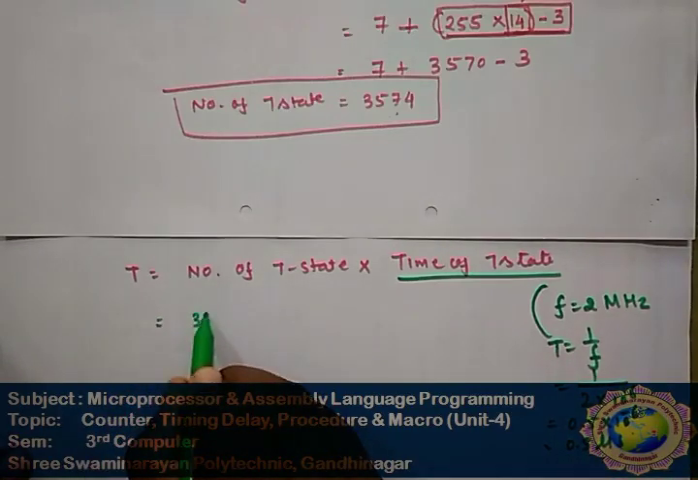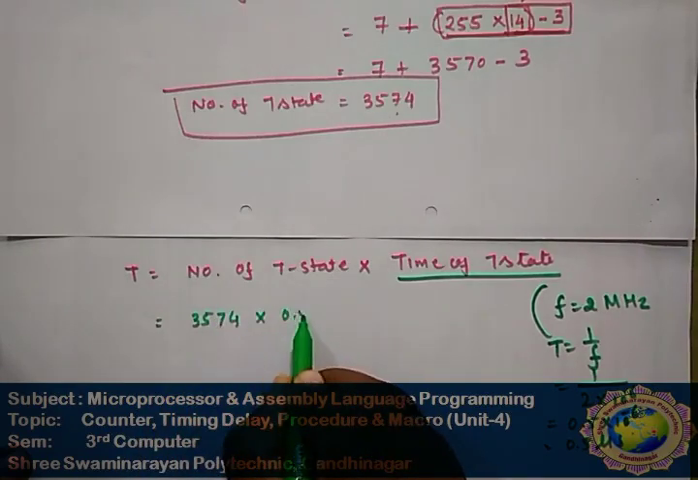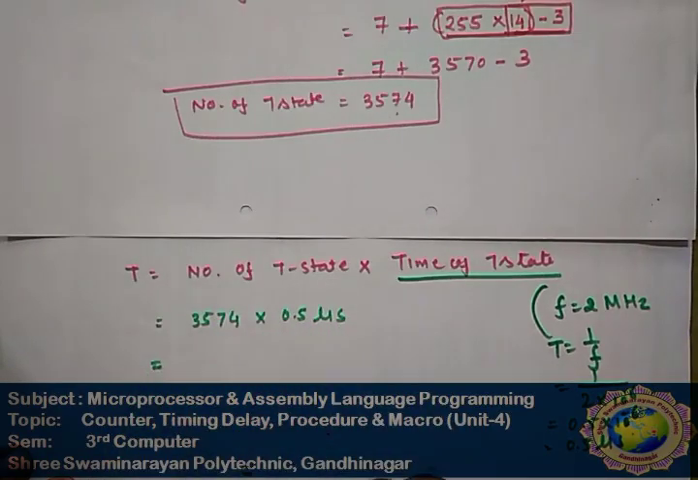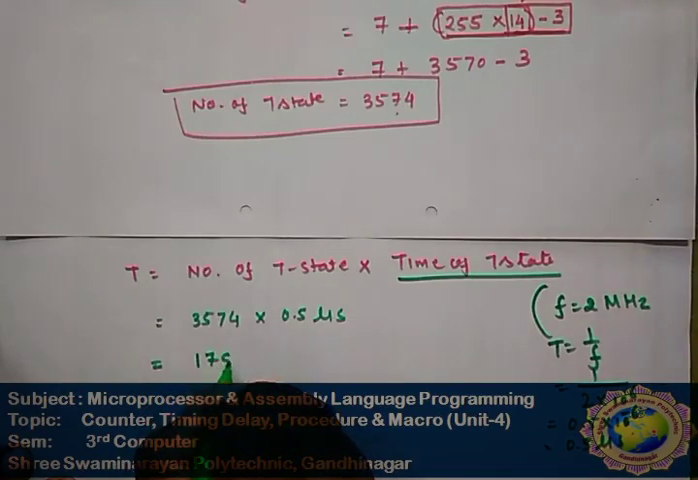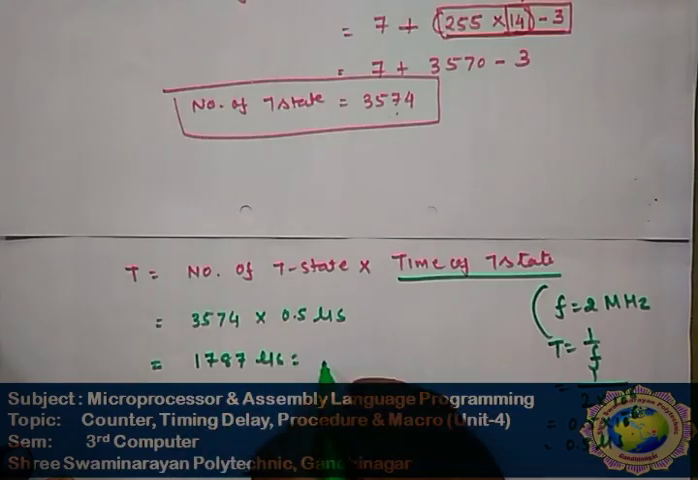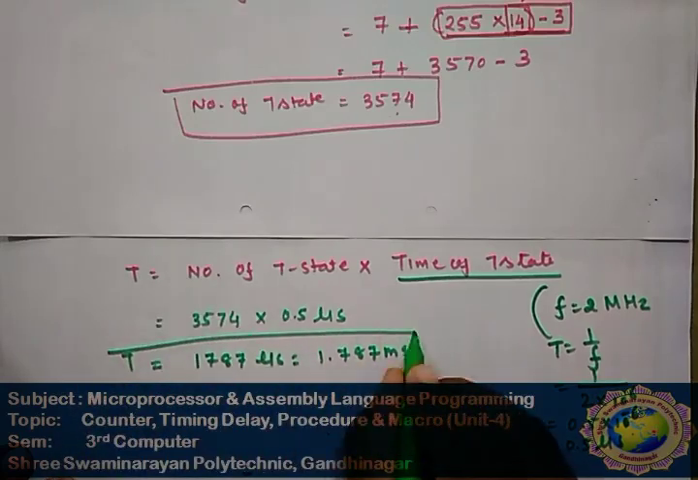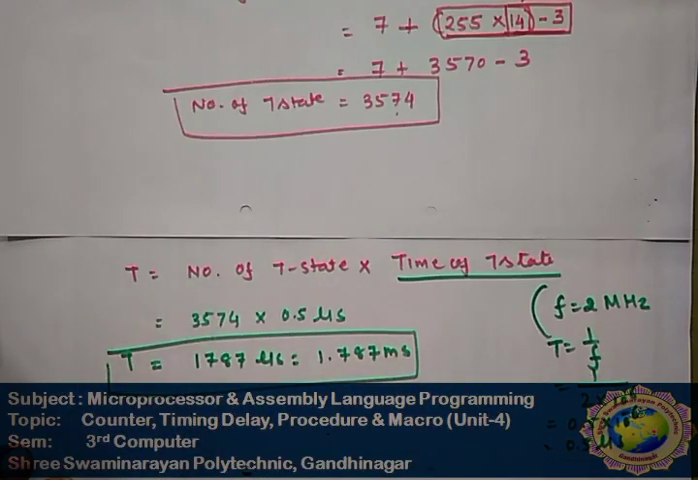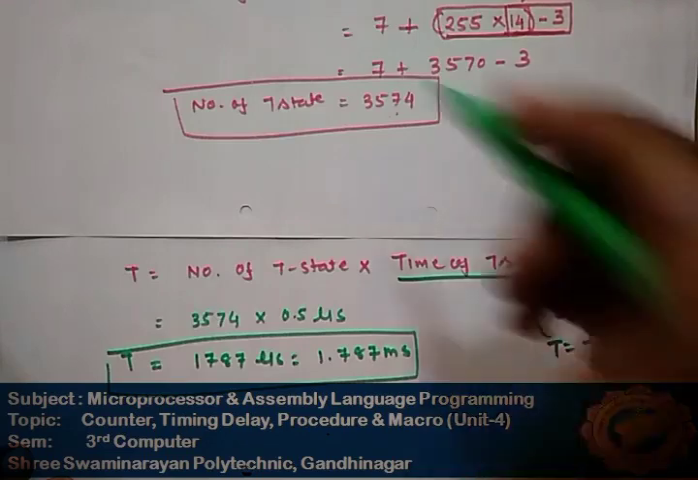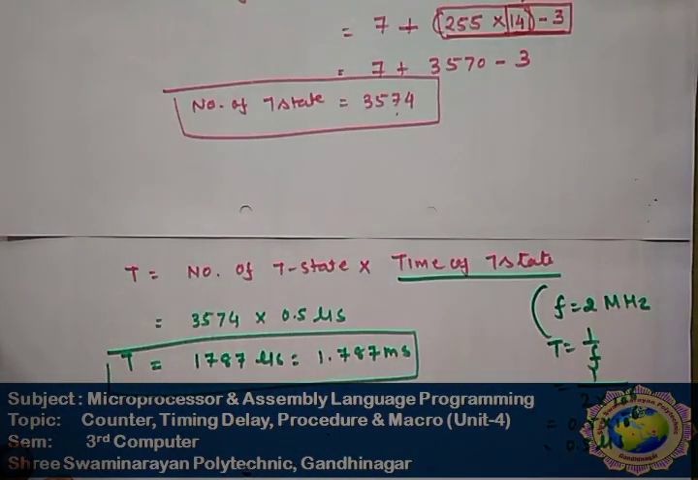Now see here, 3574 into 0.5 microsecond. So 3574 multiplied by 0.5 is 1787 microsecond. If it is converted into millisecond, then so much delay is generated by the instructions that we have written. Okay, so in this way we can generate the timing delay.